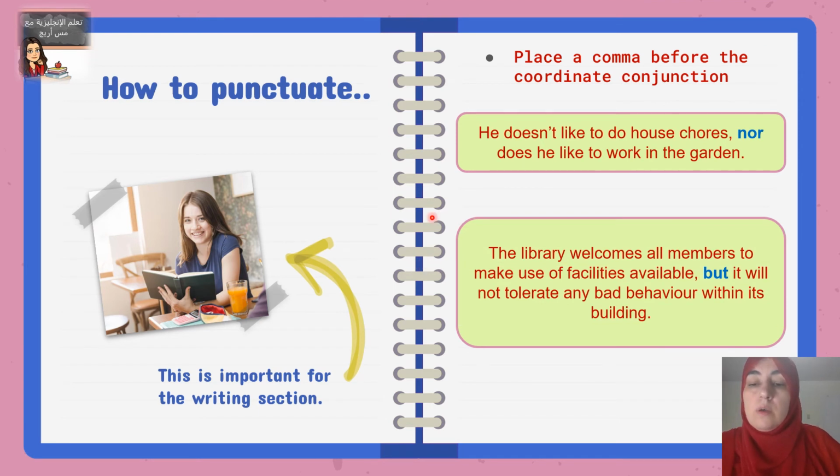Let's see another example here. The library welcomes all members to make use of facilities available, comma, but it will not tolerate any bad behavior within its building. As you can see, we have but, the coordinate conjunction. There is a full sentence or an independent clause here, so we put a comma before that. This is very important for writing, guys. Many people make mistakes in this one.